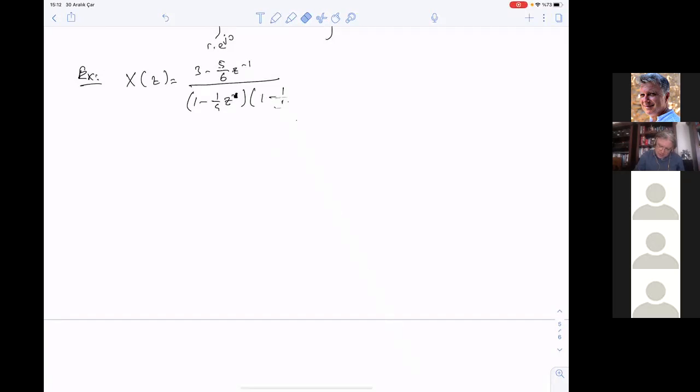I think this is because of this screen sharing memory leak from the device. It behaves inaccurately, but nevertheless, we will have to continue. Z to the minus 1.